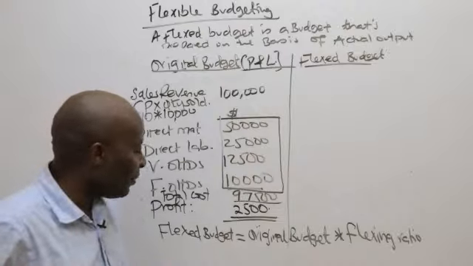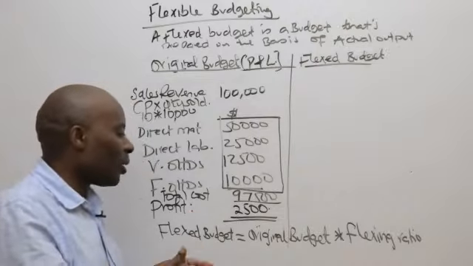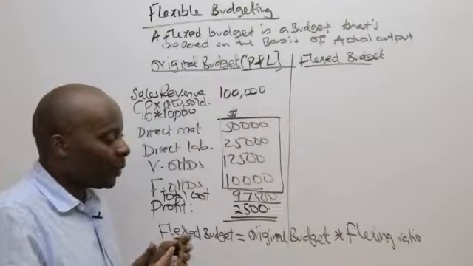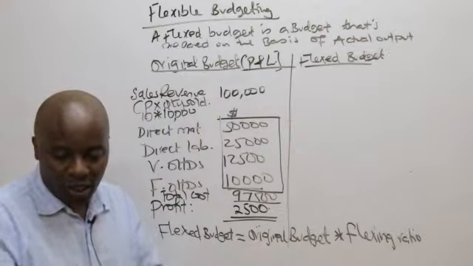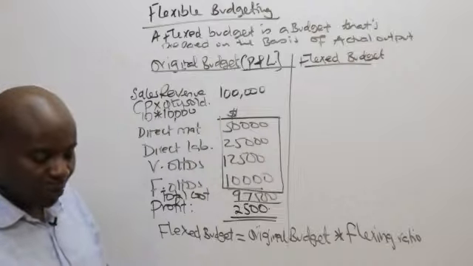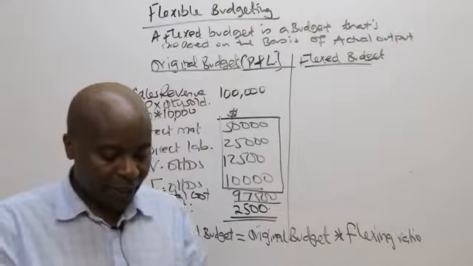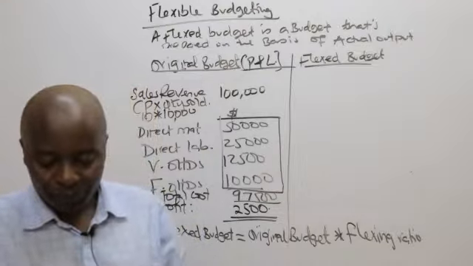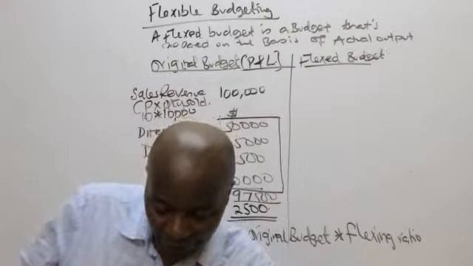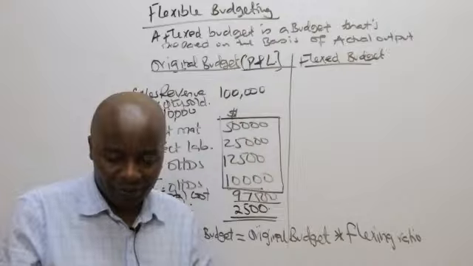So anytime they want us to flex a budget, we'll be taking the original budget multiplied by who? The flexing ratio.